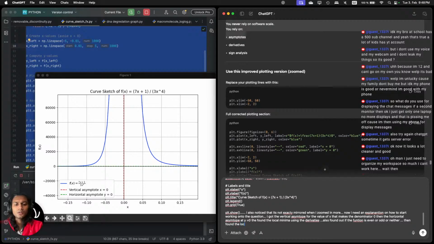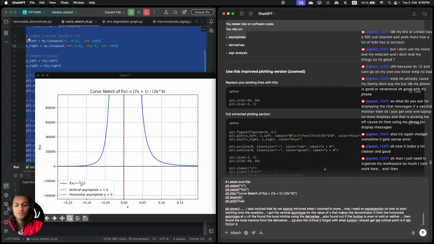Found local maxima from the graph, from the derivative. Now, and also the critical point, I forgot with what function I should get the critical point. Is it the f of x or the derivative?